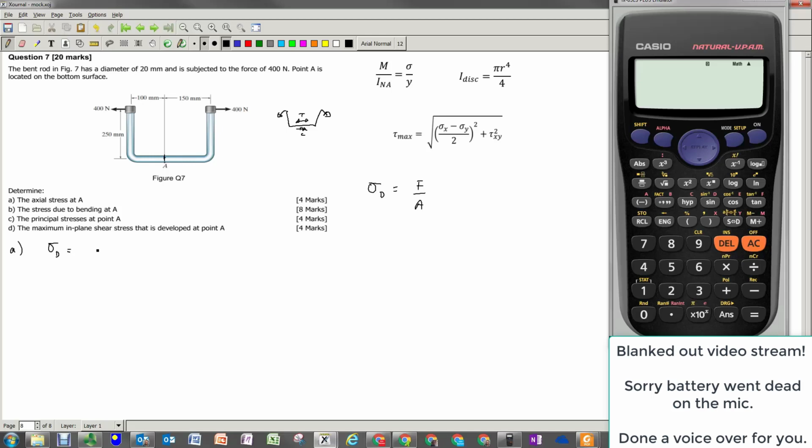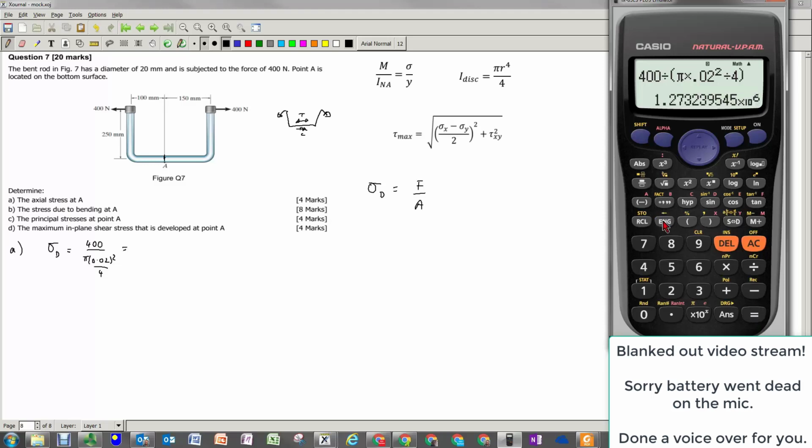So what is my direct stress going to be? I know that I'm trying to pull it apart by 400 newtons, and that this is a cylindrical rod, so I'll take the diameter, 0.02 meters, square it and divide it by 4. Let's plug that into my calculator. And there I have my direct stress. Press the eng button to find out what it is in megapascals.